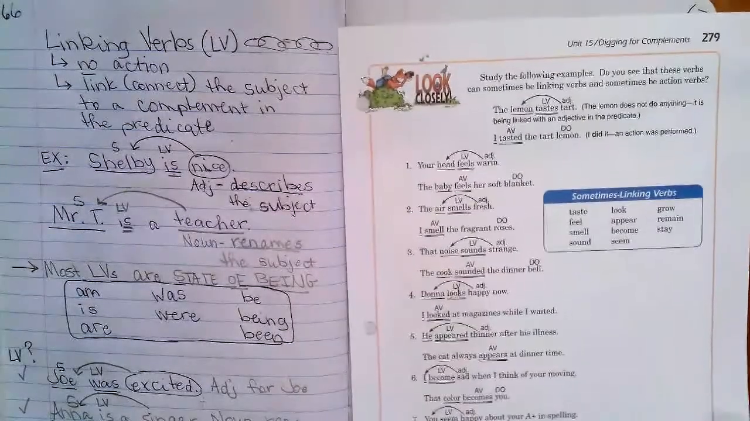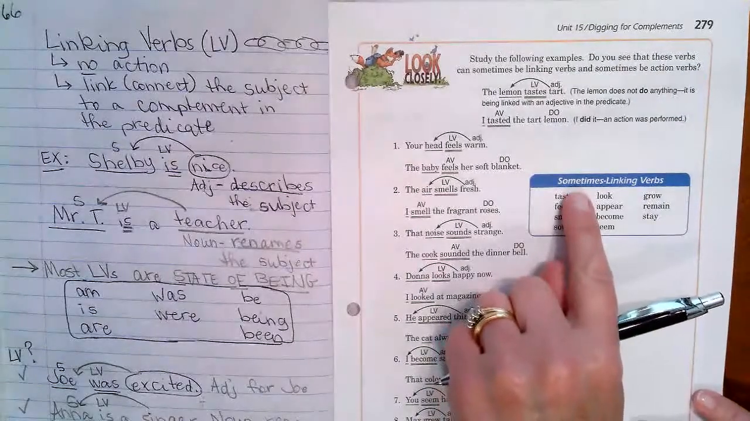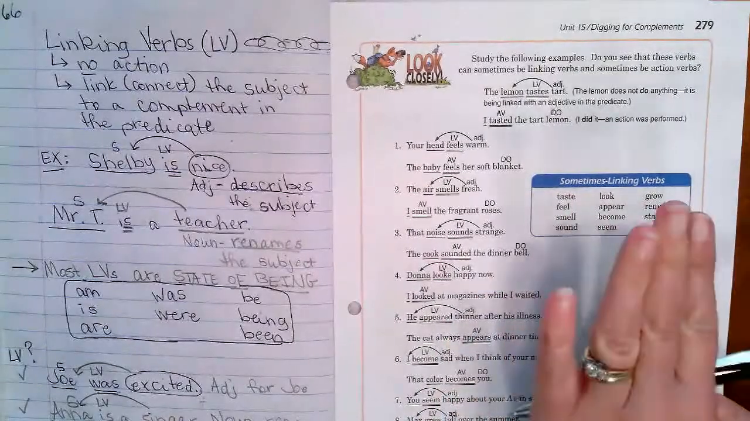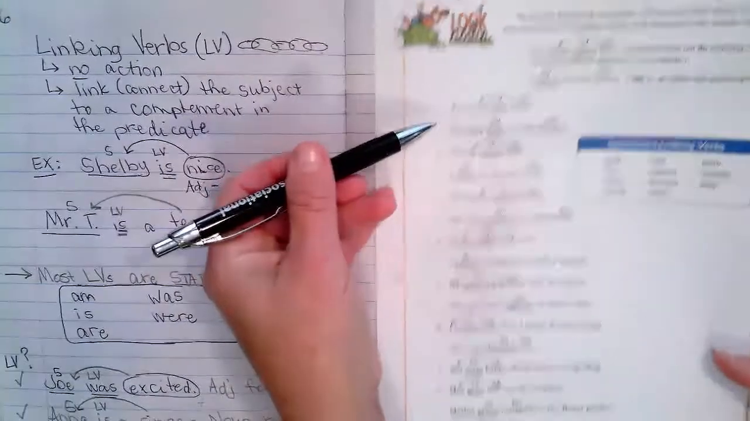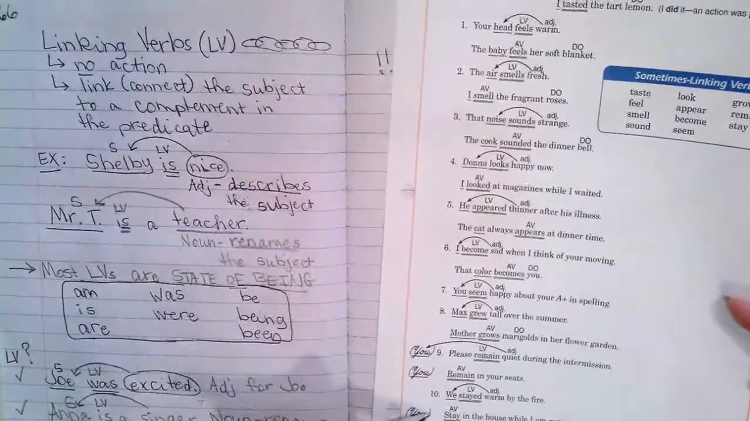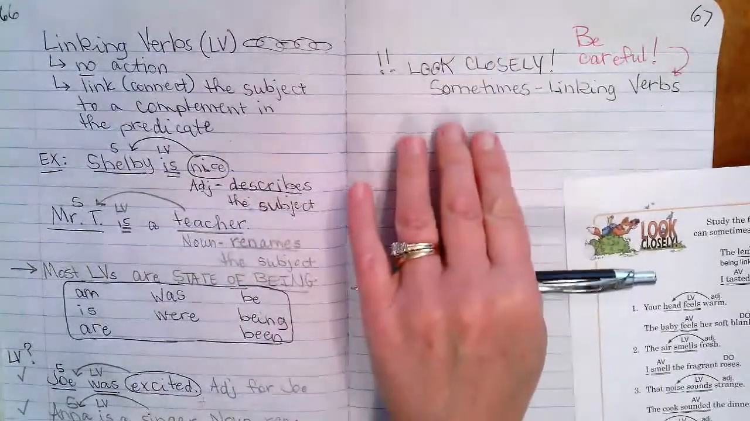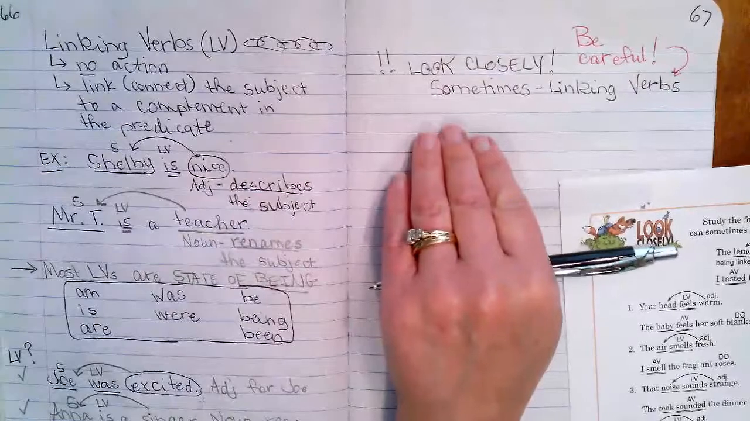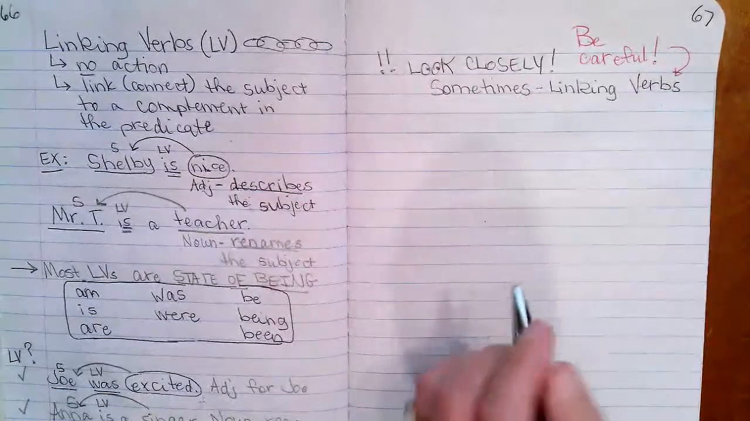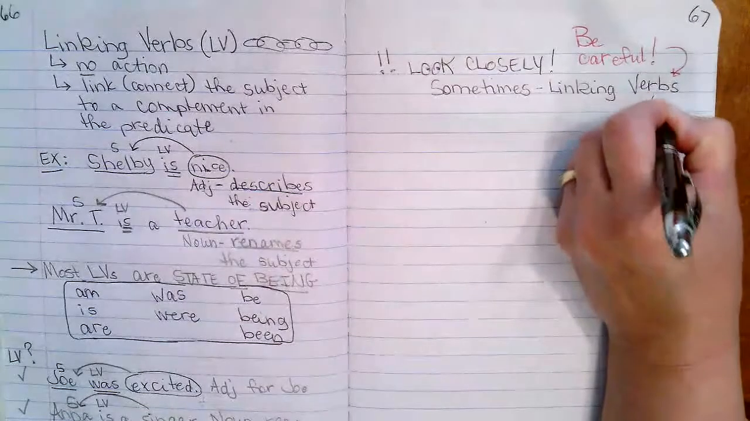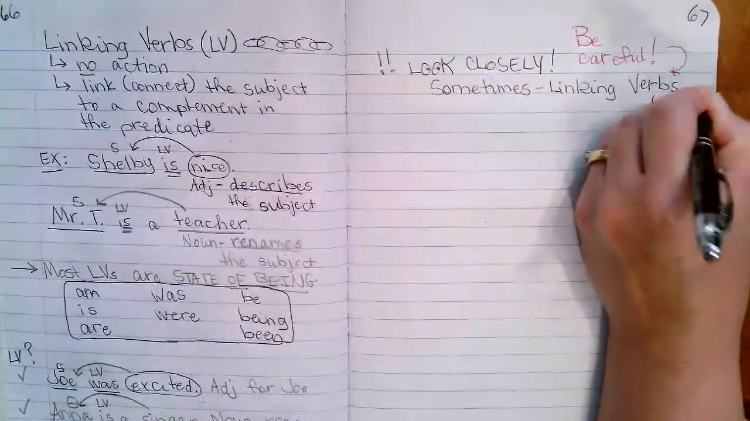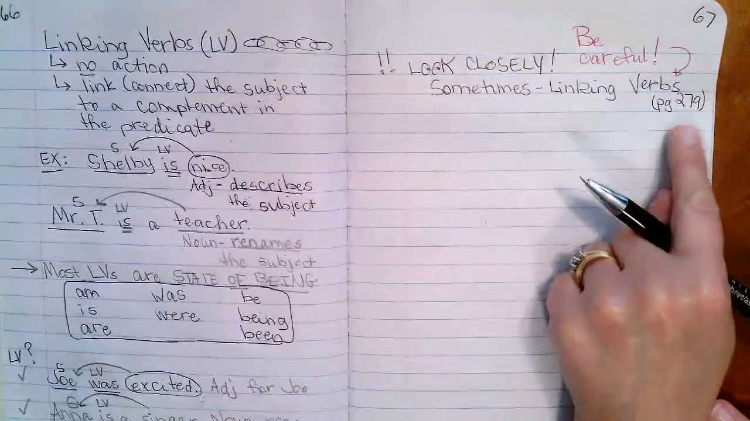These are things that are helping you understand how the sometimes linking verbs work. This helps you know how they work. Now, if you notice, we have an example, and then we have sentences 1 through 10. When I write these in your notes, I'm going to put where you can find the example on page 279. As a matter of fact, let's write page 279 right here, because that's the page that you can go to in your textbook.